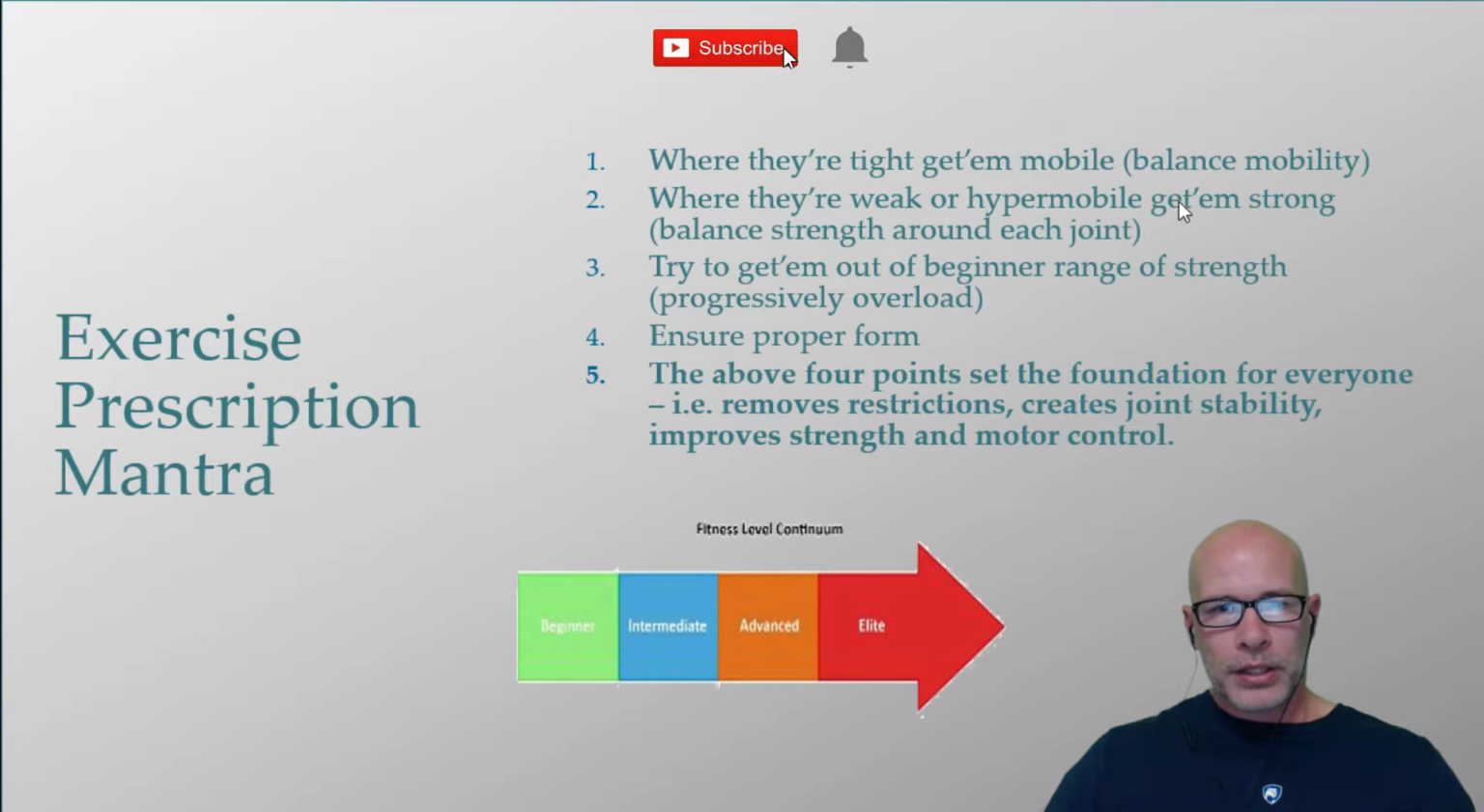because balancing mobility is going to remove movement restrictions. Balancing strength around each major joint and getting them stronger is going to create joint stability. Obviously, it's going to improve strength because you're progressively getting them stronger. And then ensuring proper form is going to improve motor control. And those are the components of a healthy musculoskeletal system.